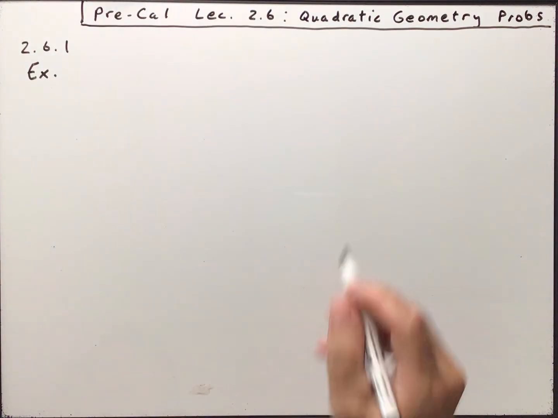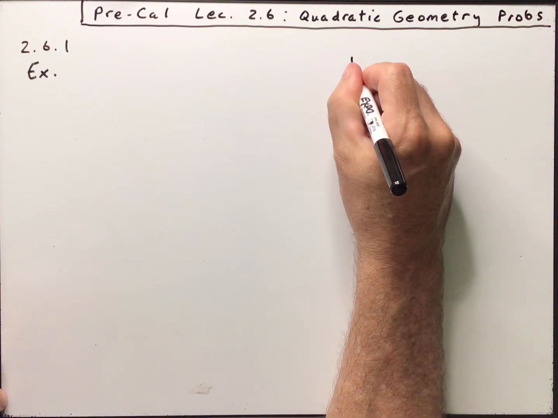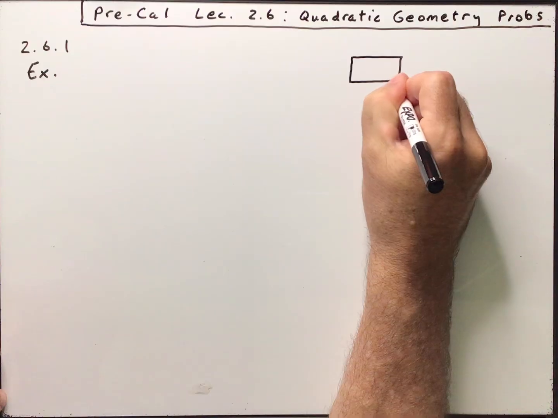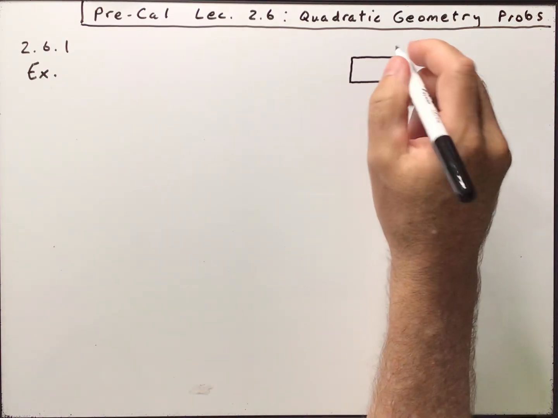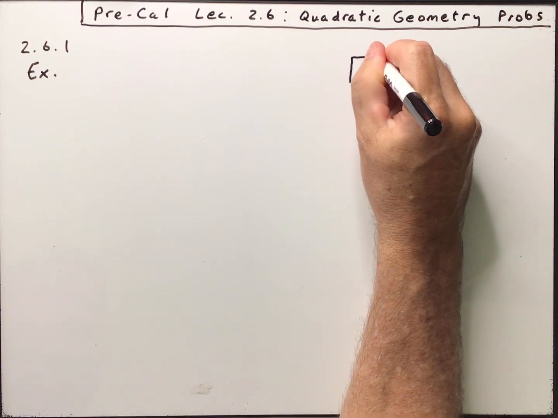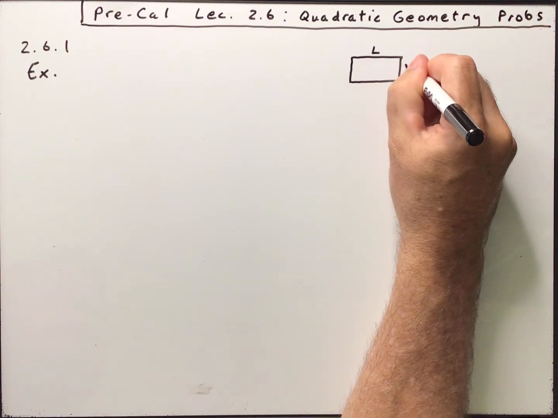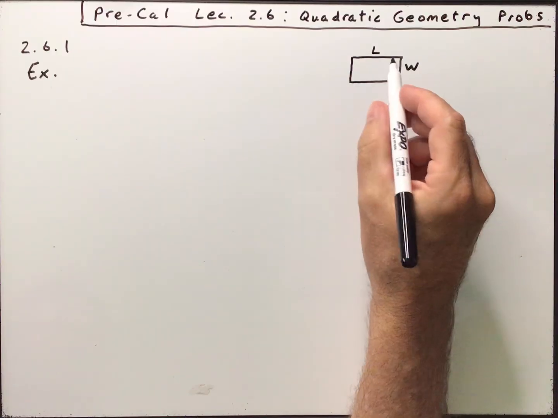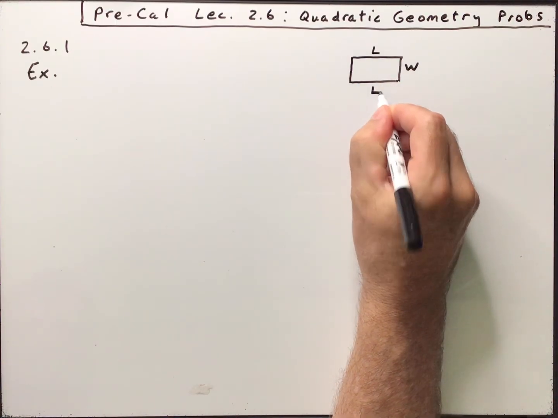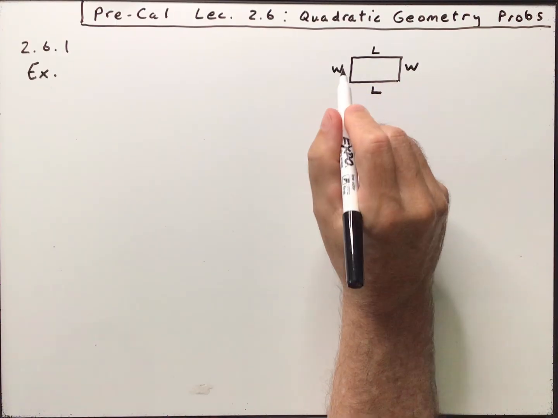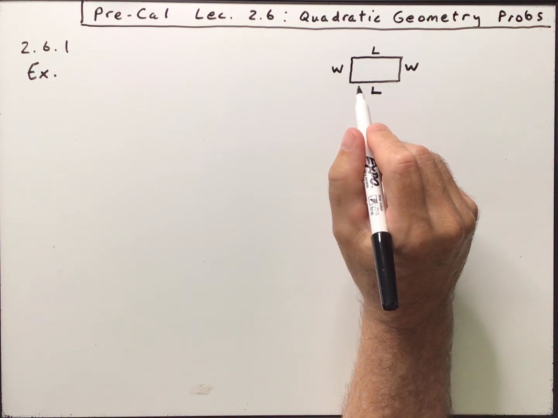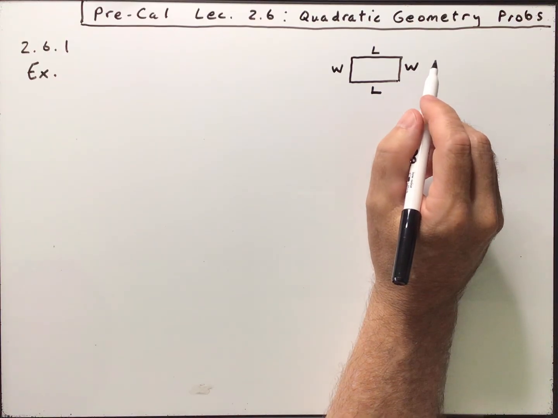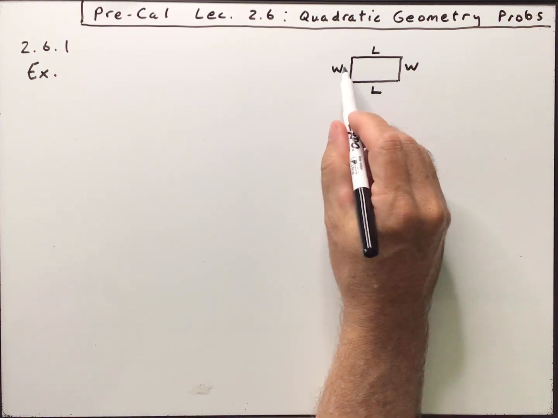All right, so let's draw a rectangular dorm room here. And we'll just call, doesn't really matter, but we'll call that L for length and this side W for width. And since it's rectangular, you've got another L down here and another width here. So we've got enough information. It says the perimeter is 34 feet. So we've got two L's and two W's.